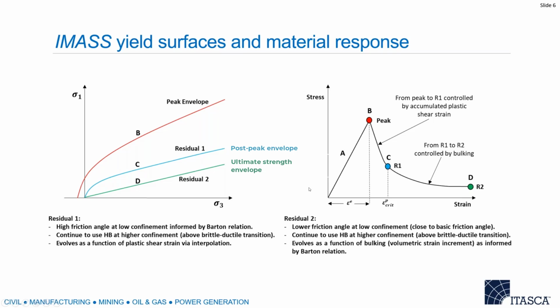If you look at it in a stress-strain environment, after peak we have a quick decay from the peak envelope to residual 1. After that, the rock mass behavior is controlled by porosity and bulking, at a strain level corresponding to a porosity of around 40%. Every strain-softening, strain-dependent material property would cease, and from that point on, it would be a perfectly plastic material.